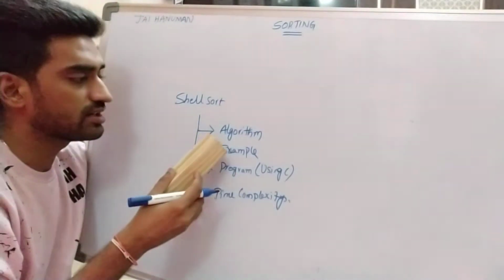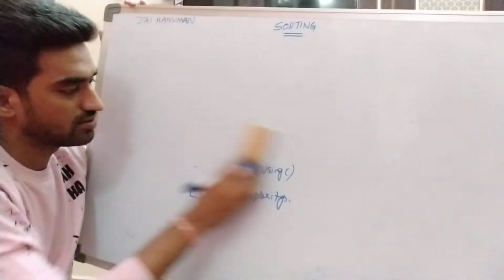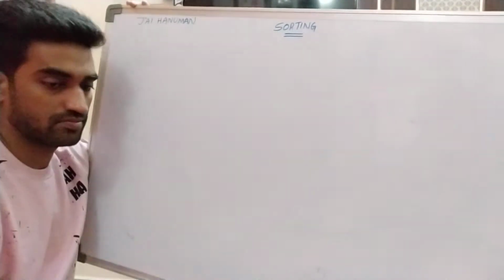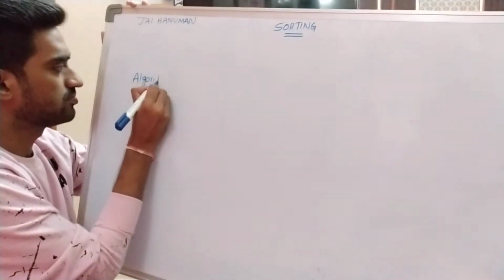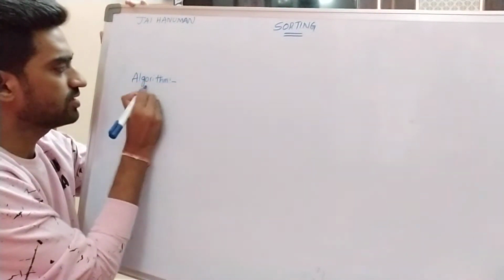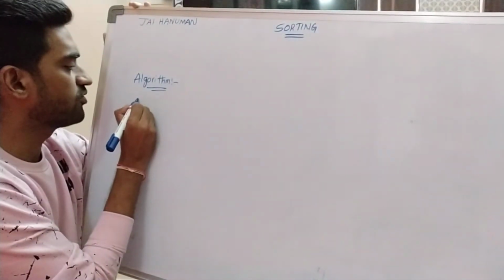So first of all, we are writing the algorithm. Here, first of all, I am writing the algorithm for shell sort mechanism. Each and every algorithm contains four major elements.